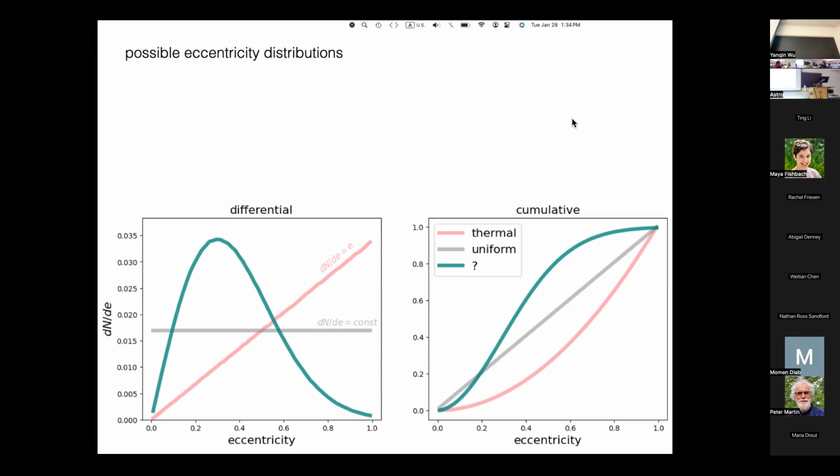The first possible distribution is the red line. Here are the differential form and the cumulative form. This particular form is called a thermal distribution. Why is it called thermal? As you can see here, in this form there are a lot more binaries of high eccentricity than low eccentricity. The probability goes up with eccentricity.